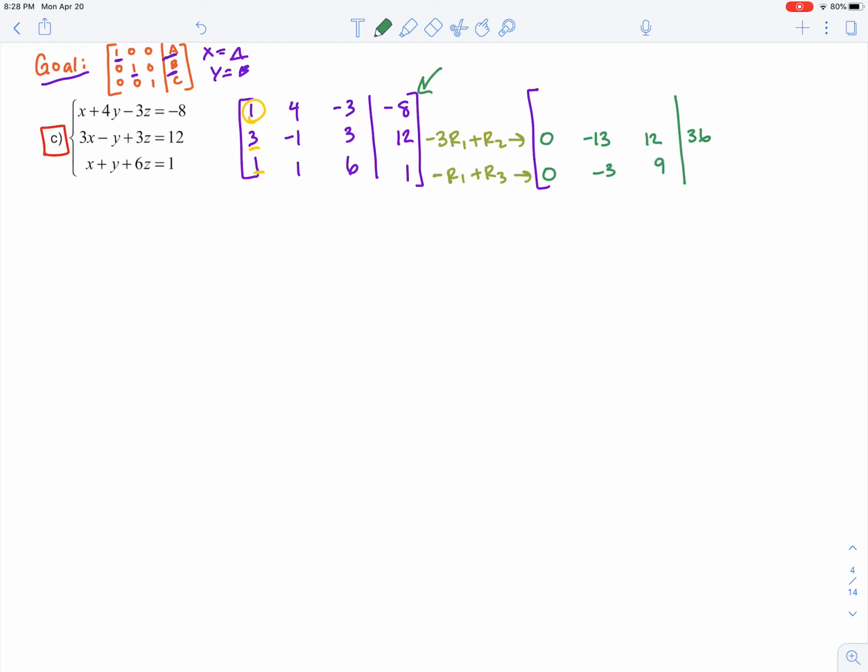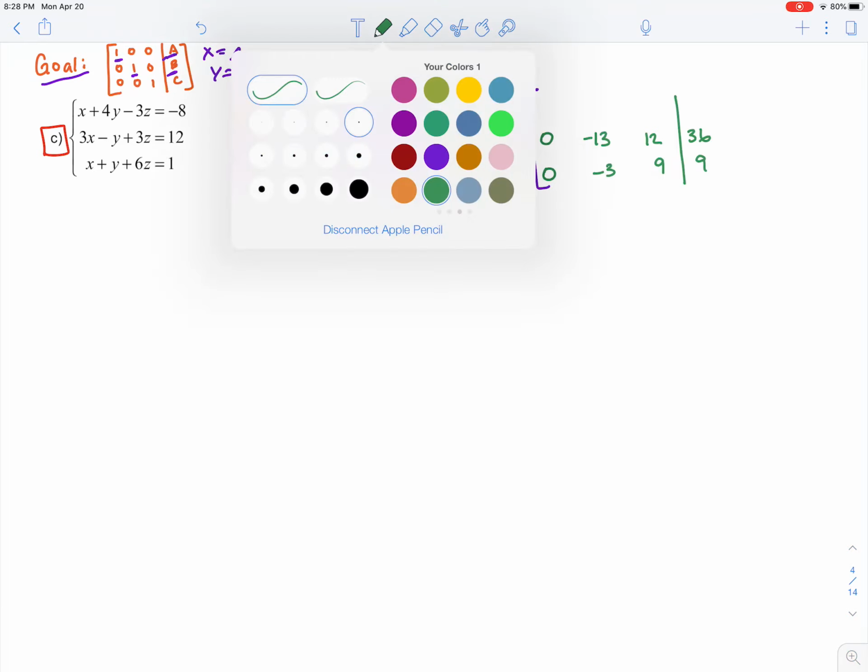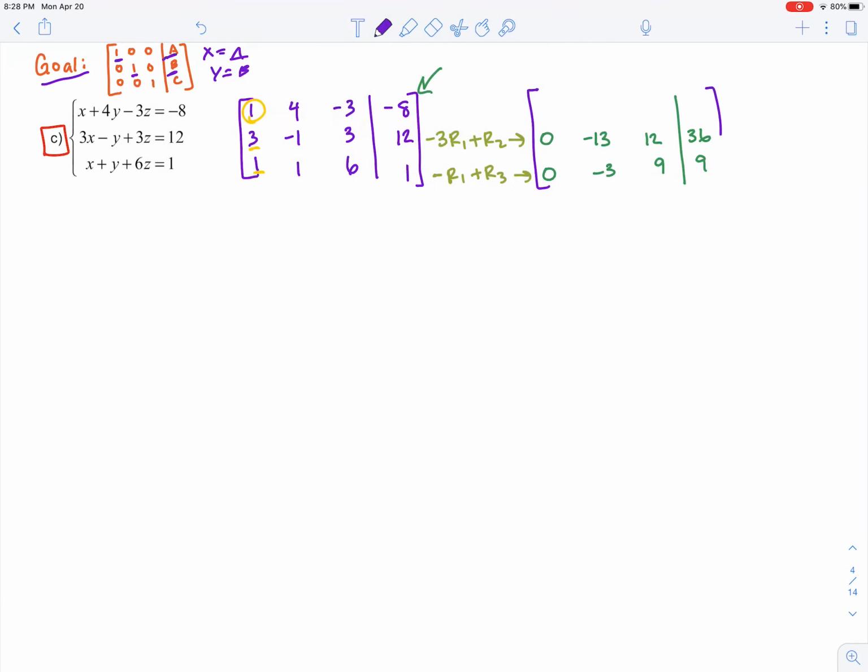And then I have 9, -8, 9 again. Okay. Now I'm going to just rewrite row 1. I did not change it. 1, 4, -3, -8. Okay. So looking at this, I've gotten 2 zeros below the 1. That is good.